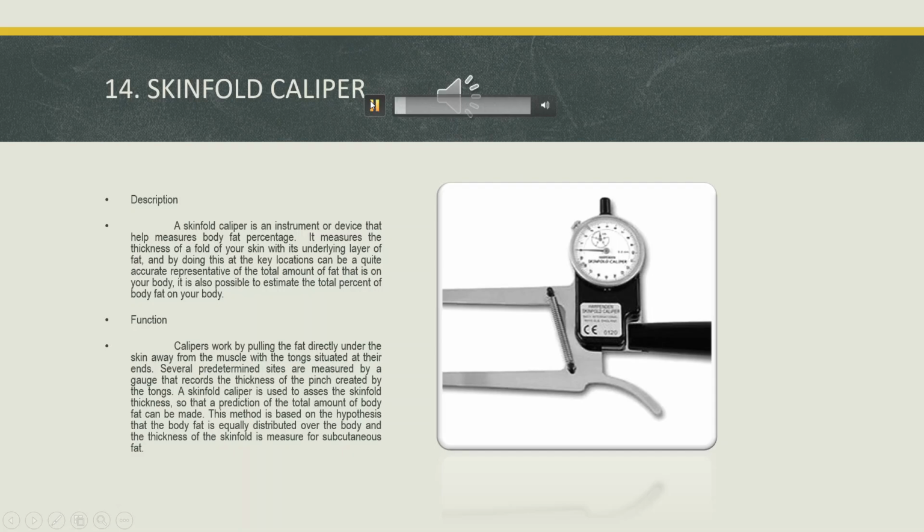A skinfold caliper is an instrument or device that helps measure body fat percentage. Calipers work by pulling the fat directly under the skin away from the muscle with the tongs at their ends. This method is based on the hypothesis that body fat is equally distributed over the body, and the thickness of the skinfold is measured for subcutaneous fat.